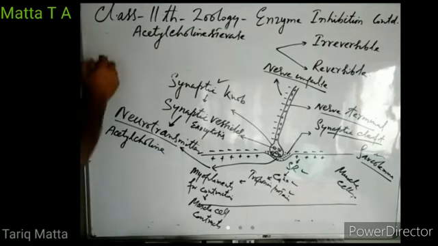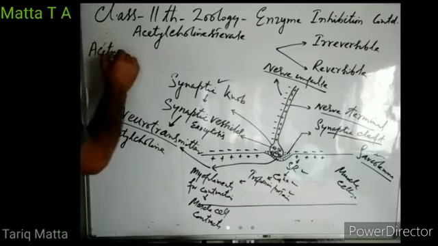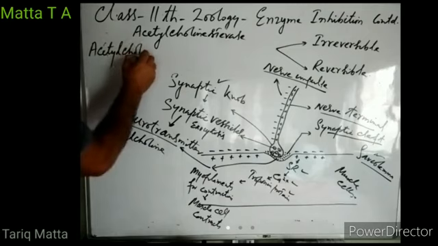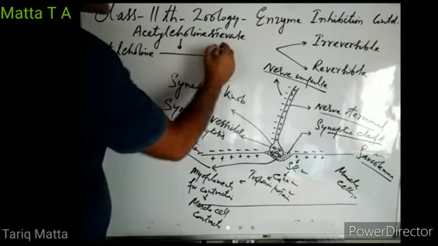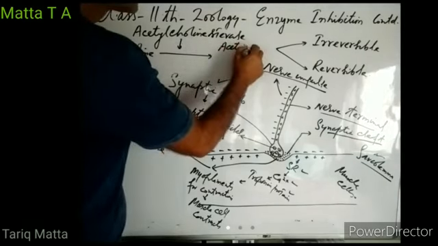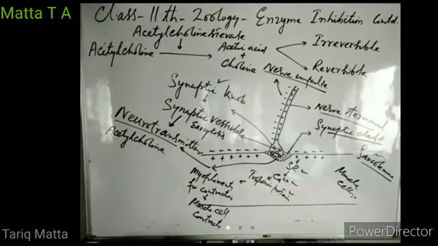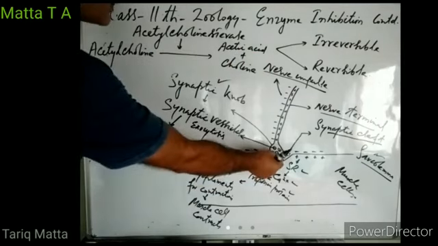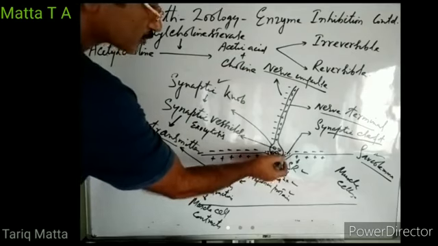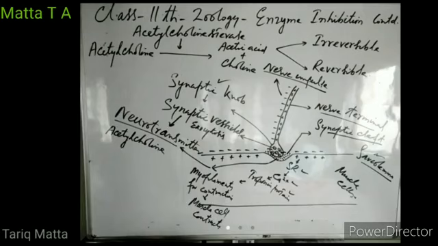What is its function? It breaks acetylcholine. Acetylcholine esterase converts acetylcholine into acetic acid and choline. So when this neurotransmitter, by the help of this enzyme, is converted into acetic acid and choline, it is reabsorbed by the synaptic knob, and this gap gets emptied.